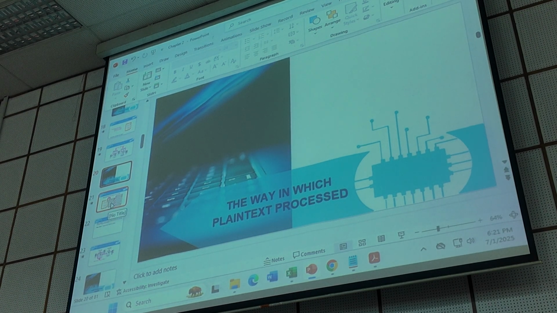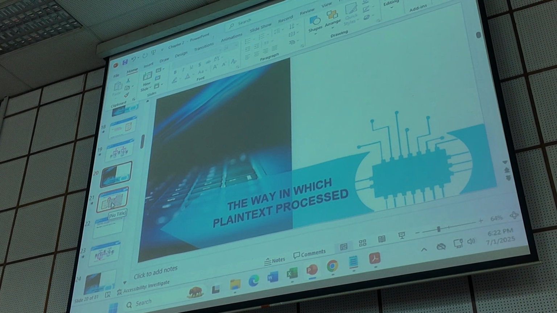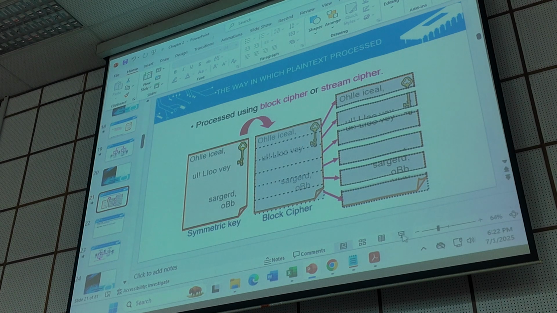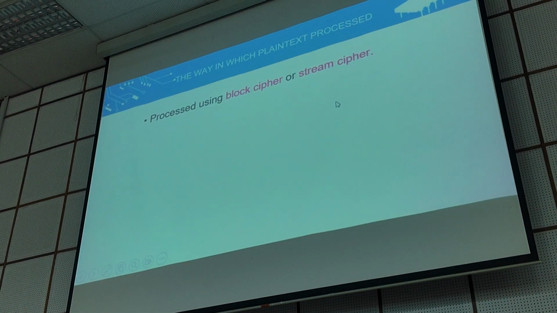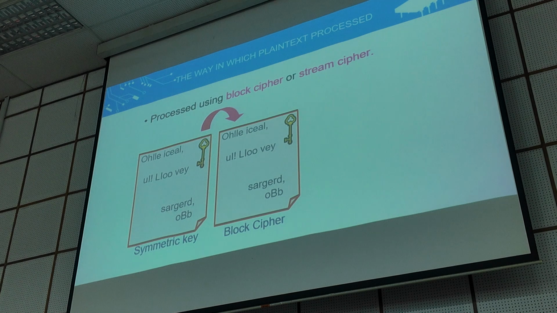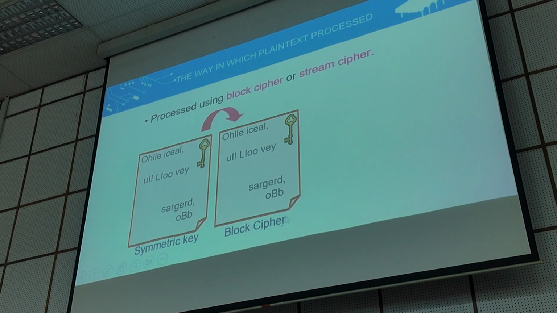After going from plain text to ciphertext, you want to encrypt it. To encrypt it, there are two techniques: one is block cipher, one is stream cipher. After you convert from plain text to ciphertext, you want to encrypt the ciphertext. Block cipher means that you encrypt the entire block. This is the block size. Block cipher means that you encrypt the entire block in the same size.